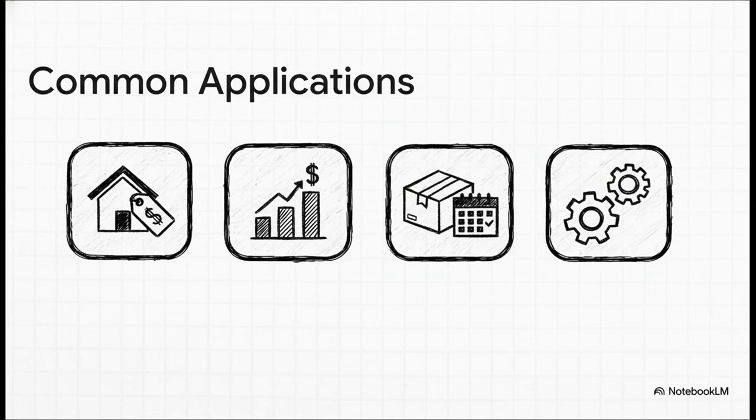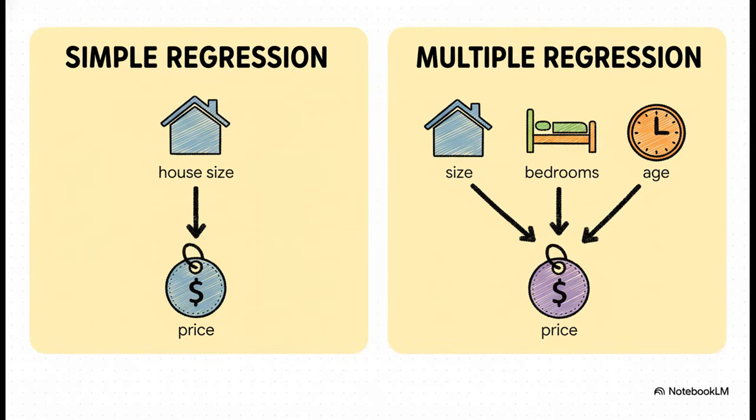You will see this thing absolutely everywhere. We've been talking about house prices, but businesses use it constantly to estimate how their sales might change based on what they spend on ads or to forecast demand for a new product. Sometimes it's just a fantastic tool for getting a quick, clear understanding of how two things are related in your data.